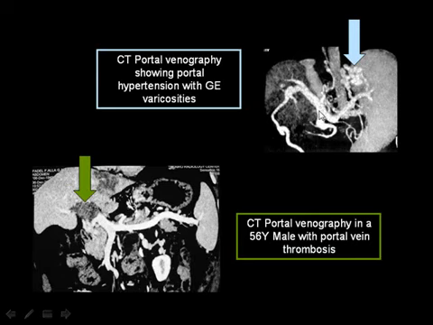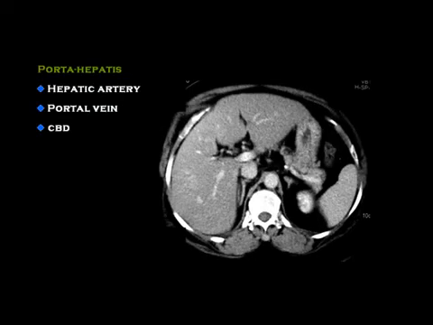Another case where the liver is cirrhotic, the spleen is markedly enlarged, and there are varices, esophageal varices at the site of the gastroesophageal junction. This is the splenic vein, and this is the superior mesenteric vein, and this is the portal vein. These images are easily obtained in seconds by injecting contrast material intravenously.